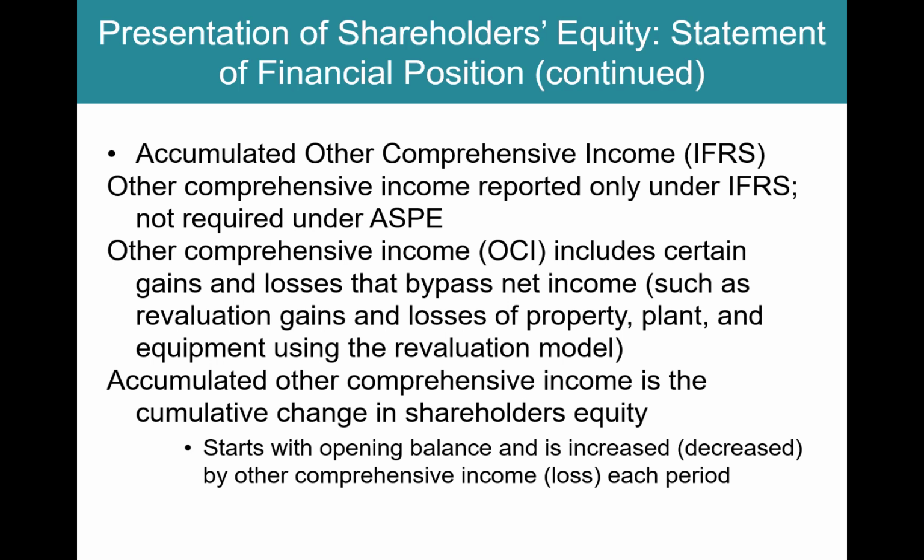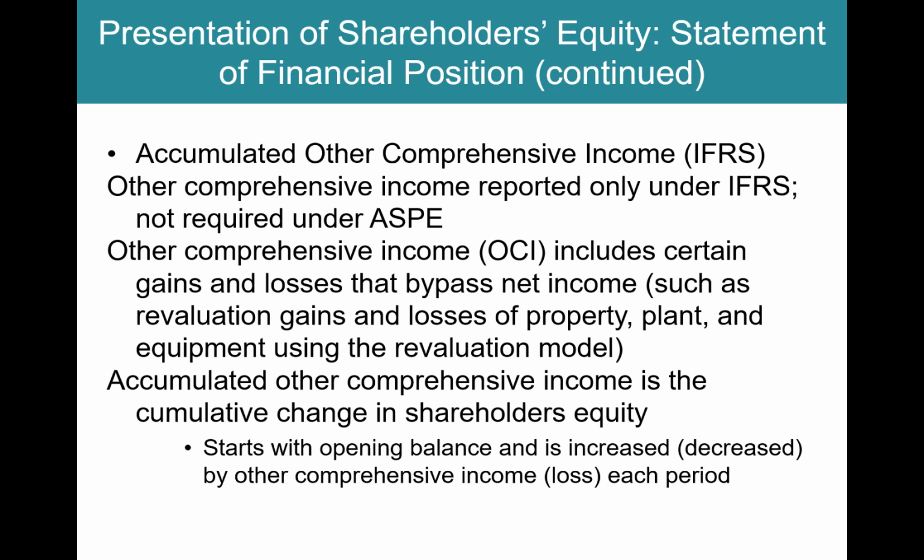Under IFRS, we have this account called Accumulated Other Comprehensive Income that doesn't exist under ASPE. So other comprehensive income is only under IFRS, and we earn other comprehensive income and it accumulates to an account called Accumulated Other Comprehensive Income. In OCI, we have things like gains and losses that bypass net income. So for example, if you revalue certain property, plant, and equipment, or you sell or revalue certain shares, that all goes through OCI and is beyond the scope of this course.